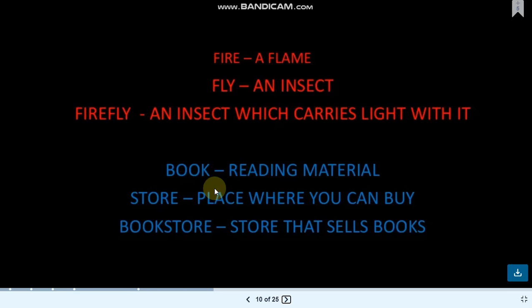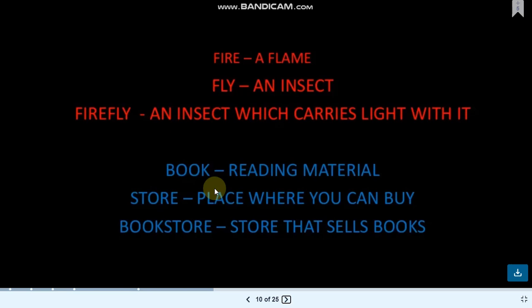So let's have another one. Let's say firefly. Do you know what fireflies are? Fireflies are those flying insects that glow in the dark, right? Okay, so we have fire and fly. Fire is a flame. Fly is an insect. So if we join them together, firefly. So this is another meaning. It talks about an insect. It doesn't talk about a flame anymore. It's not just talking about an insect, but this is another kind of insect which we call firefly. It is now an insect which carries light with it.